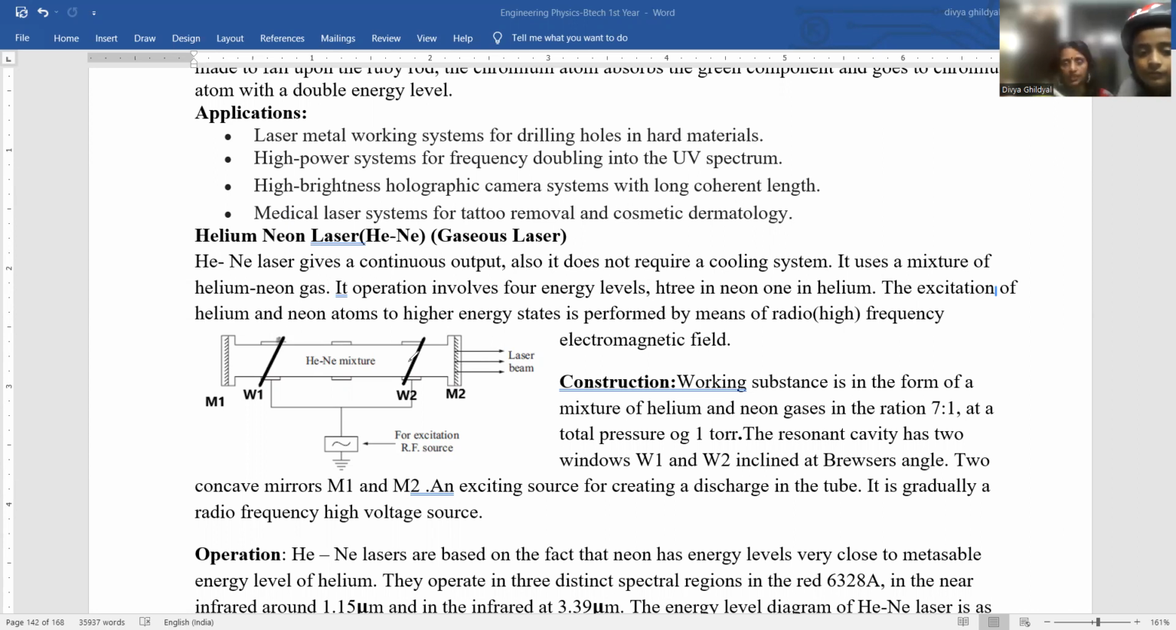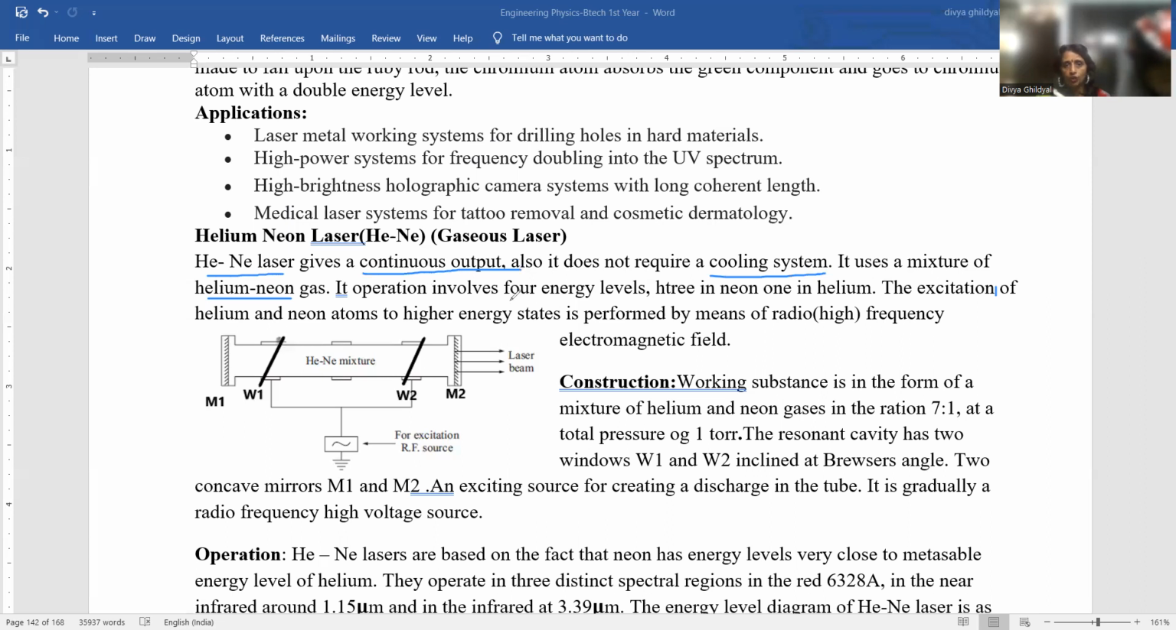And it is very light compared to ruby laser because there we require a cooling system. In helium neon laser, we don't require any cooling system. And helium neon laser gives us a continuous output, whereas the output in ruby laser was in the form of pulses. It is using a mixture of helium and neon gas.